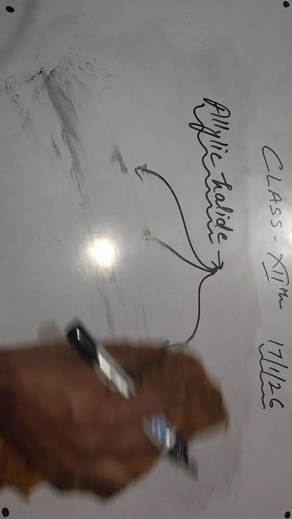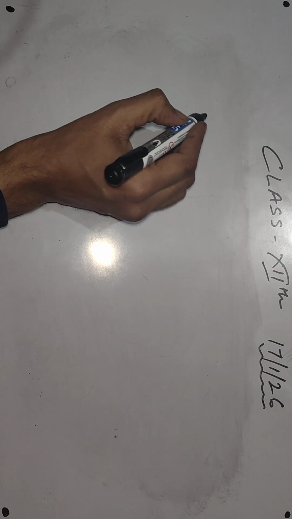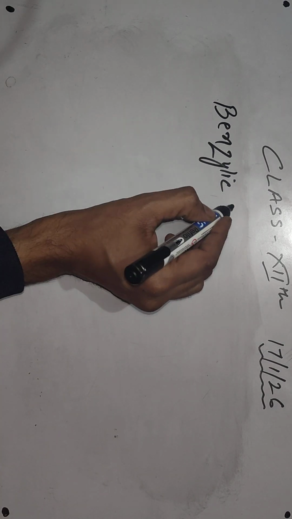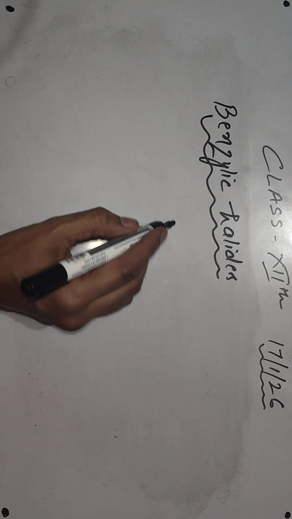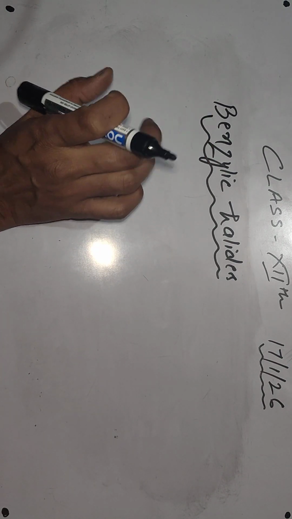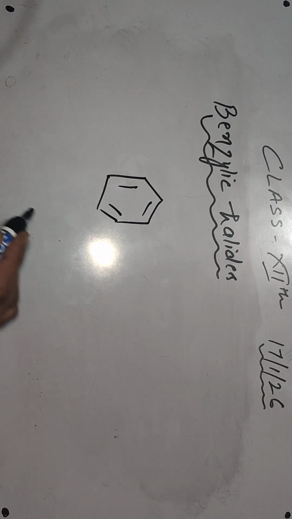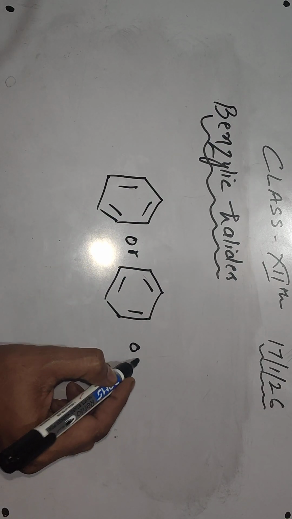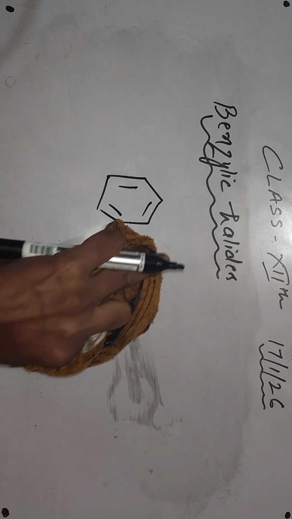Next category is benzylic halides. Now what is the condition? As the name suggests, benzylic means a benzene ring is involved over here. We know this is the shape of a benzene ring. You can also draw it like this, or you can represent it like this.